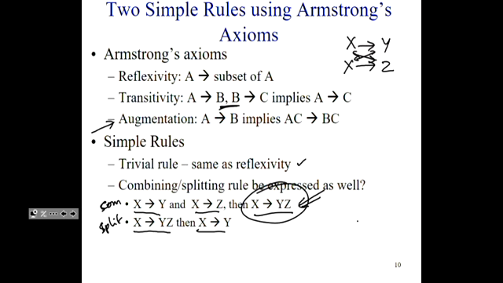Maybe say xz implies yz. Xz implies yz, sure. All right. Seems like a reasonable first step. What next?